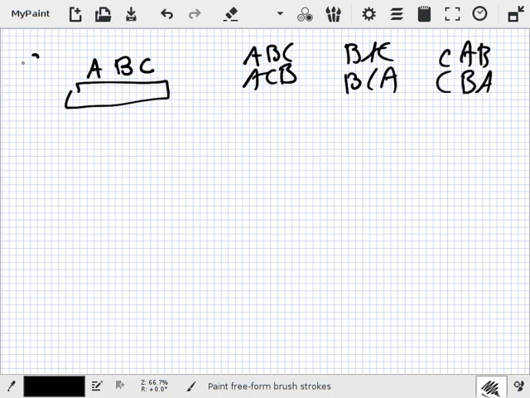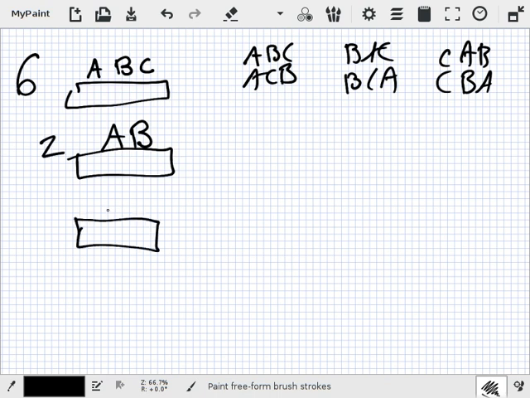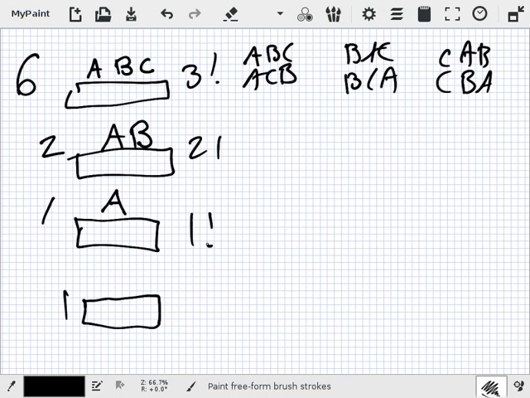So there's 6. I have 2 books. How many ways can I arrange them? 2. AB or BA? How many arrangements can the shelf be in if there's one book? One. How many arrangements can the shelf be in if there's no books? One. So this is 3 factorial, 2 factorial, 1 factorial, 0 factorial. It's like there is one no arrangement is the way I think about it.